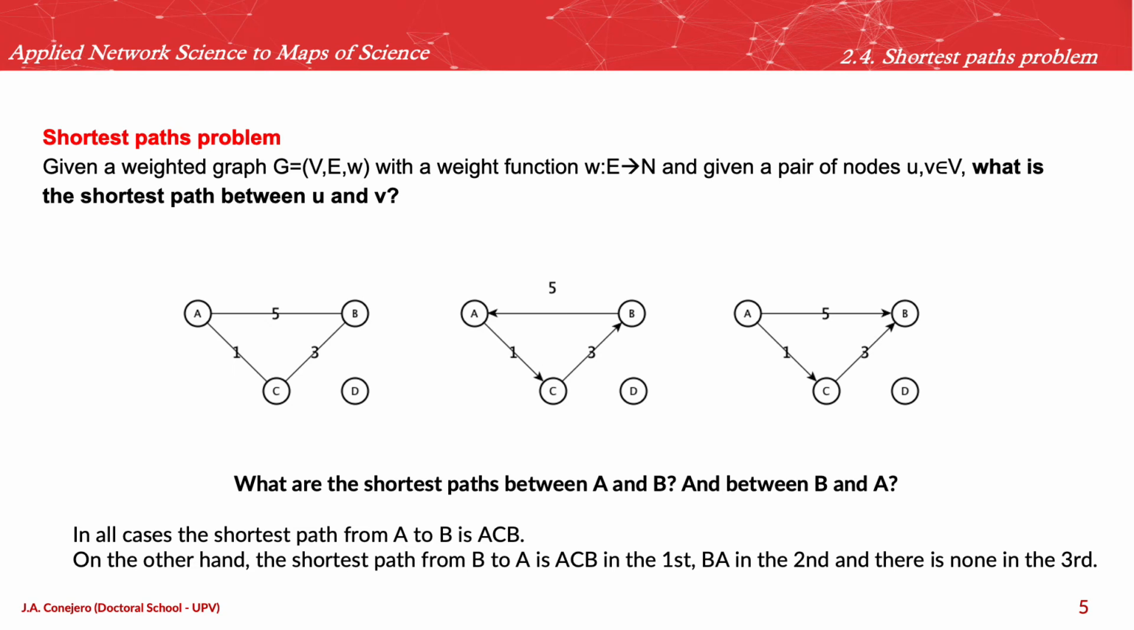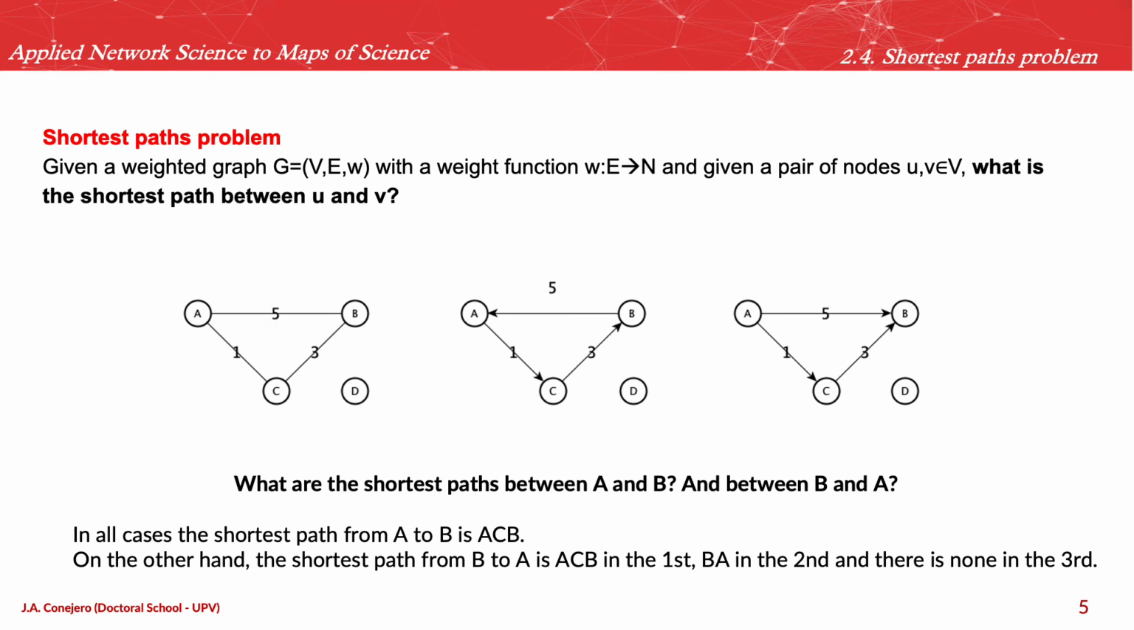And this is a case where a path can have a shorter distance than just one edge, as we have here. For the second case, again the shortest path is 4 through ACB, because we cannot use the connection from A to B, since the connection here is BA, right? And in the third one, we can use that connection, but still the shortest path is ACB in all the cases, with length 4.